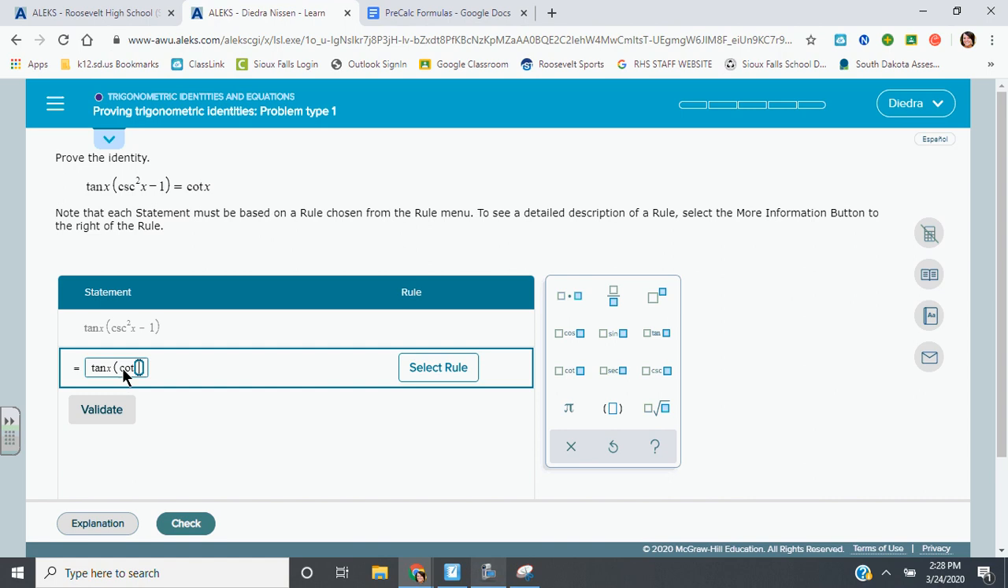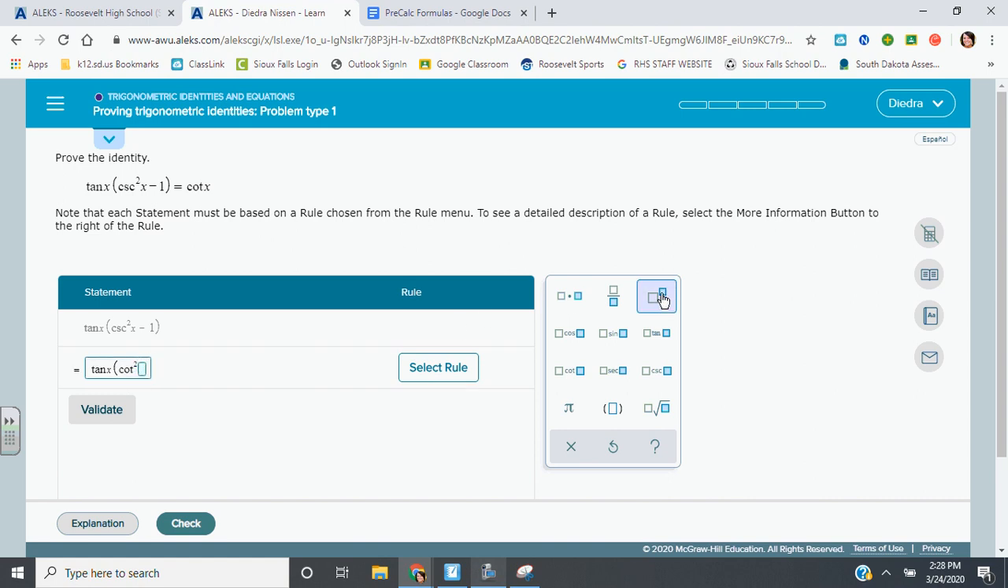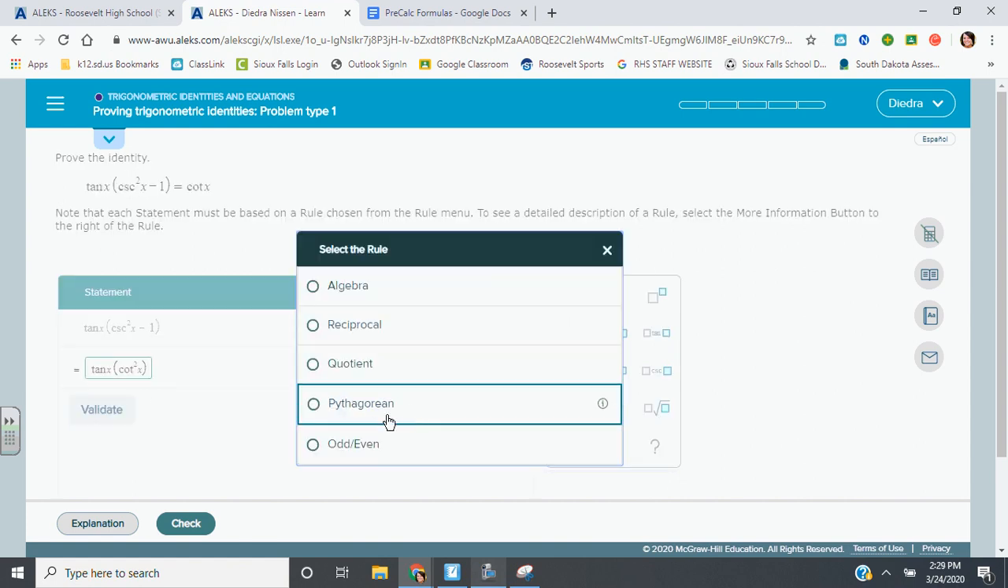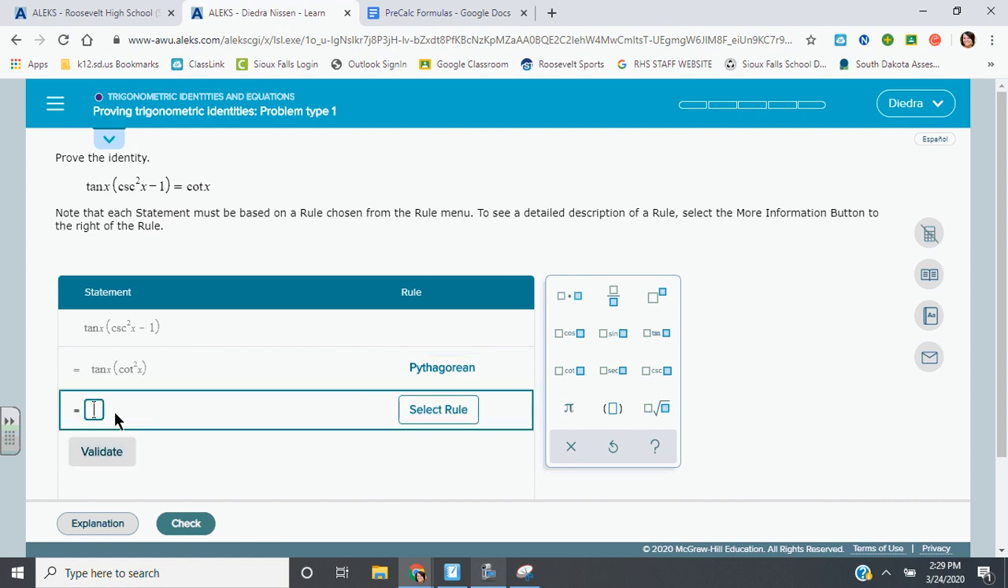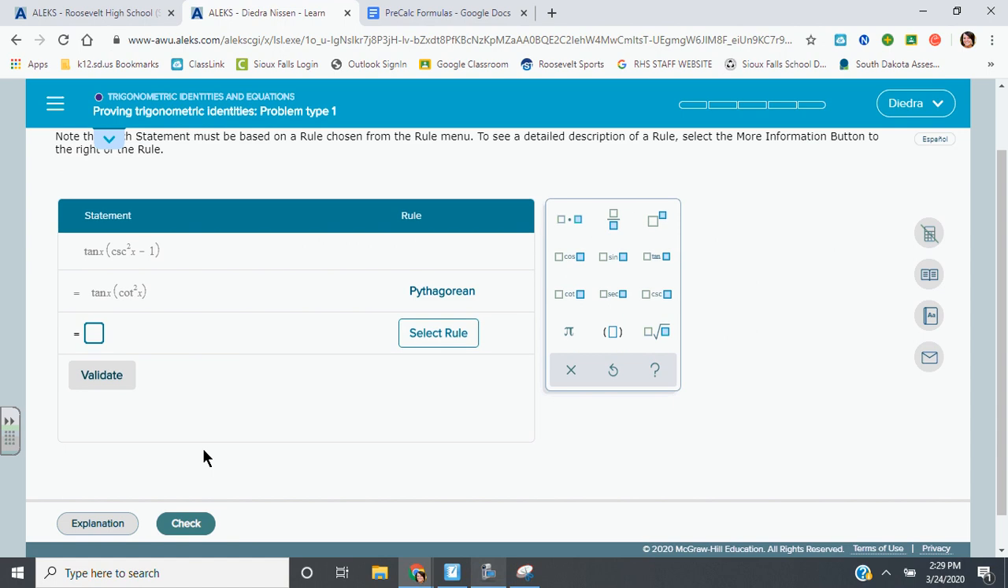Now, to do that, I'm going to type in cotangent. Over here on the right-hand side, I'm going to hit exponent. That's going to give me the squared. And then I'm going to click x, and then end my parentheses. Now, what I did from this step to this step was I used one of those Pythagorean identities. So I'm going to click the box, and I'm going to hit Pythagorean. And then I'm going to hit validate. If it goes to the next line, that means you did it correctly.